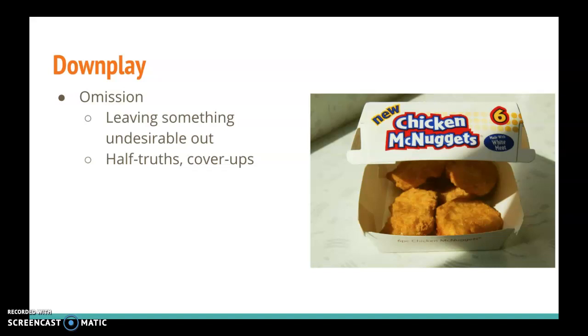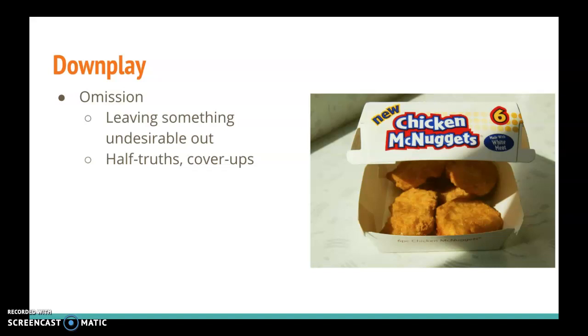And once again, when it comes to downplaying through omission, I think of McDonald's. A while ago at this point, they released the all-new Chicken McNuggets, now made with 100% white meat chicken. And it kind of made you stop and wonder, if it's now made with 100% white meat chicken, what was it made of before? They never talk about that in the advertisements.